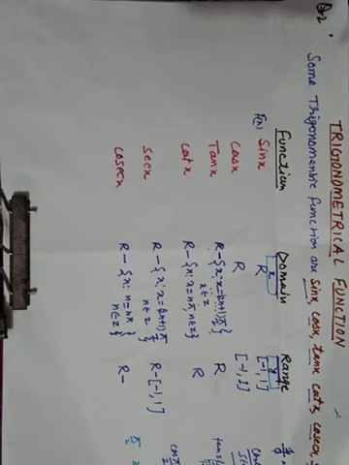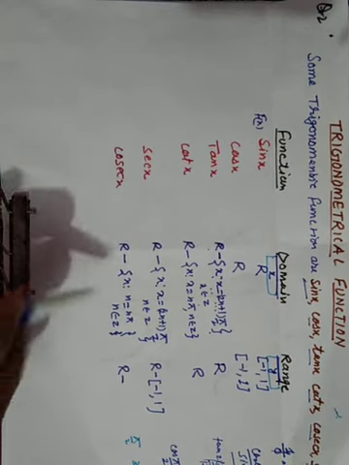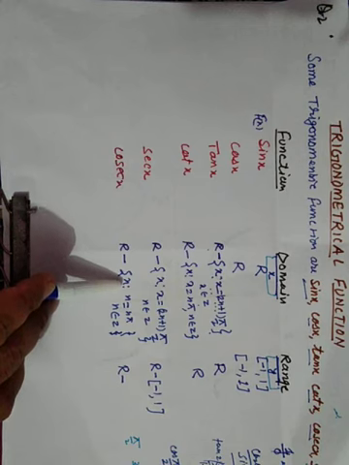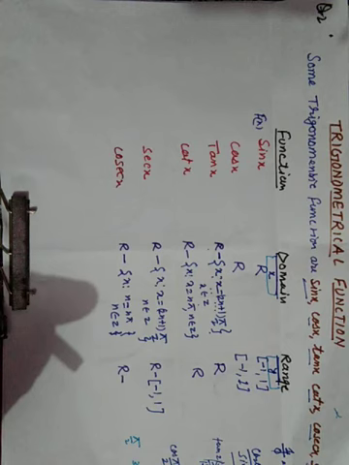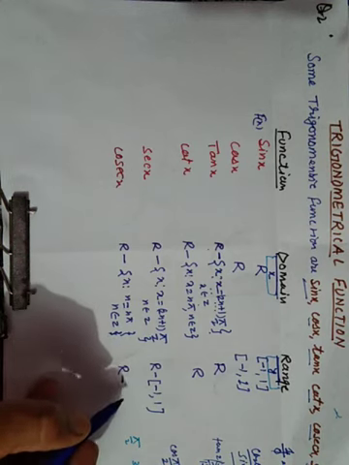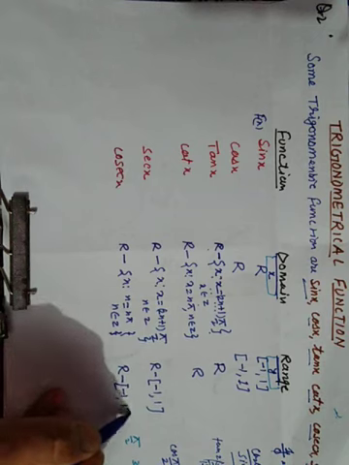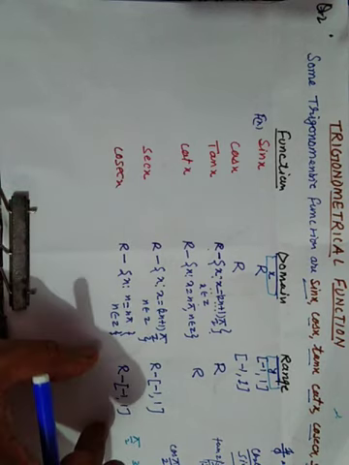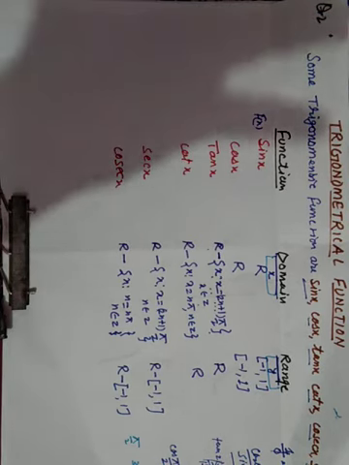Now for cosec, similarly, the domain is all real numbers except where sin is 0. We know that sin is 0 at n pi. So the range is all real numbers except -1 to 1. Clear? This is the domain and range. Now we go for the inverse of trigonometrical functions.